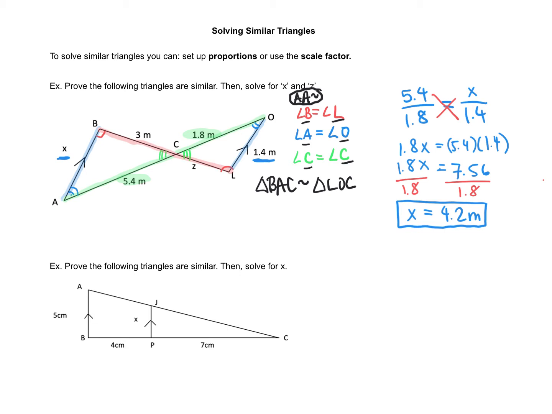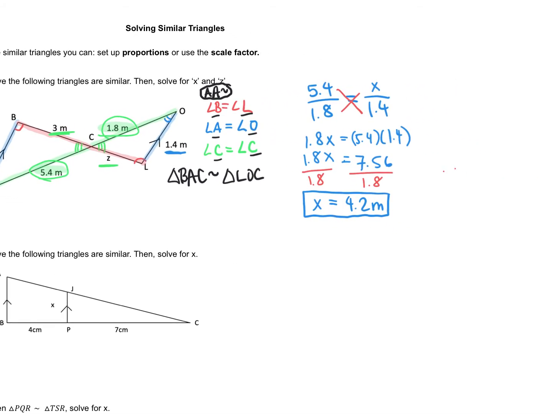So there it is. And then I'm going to do the exact same thing with my other pair. So I'm still going to use 5.4 and 1.8, but if I want to solve for z, I'm going to make sure to use the 3 and the z. So 5.4 over 1.8 equals, and now be careful what you put on top. I'm putting the big triangle on top. 3 is in the big triangle. Z is in the little one. So sometimes the unknown is in the denominator of your fraction, and that's okay.